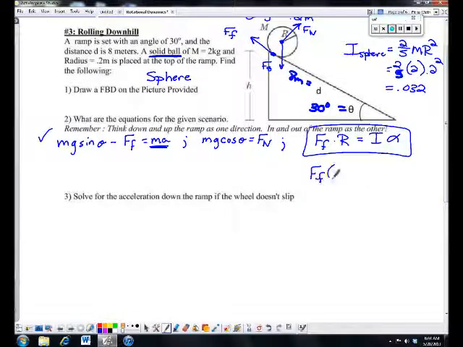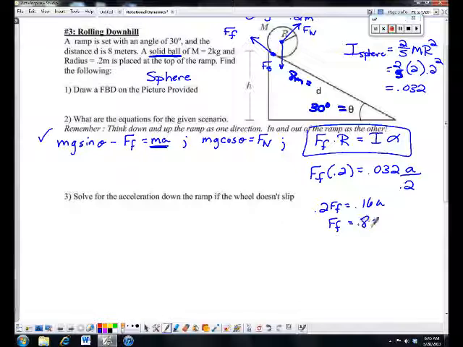So force of friction times 0.2 equals 0.032 times, now watch what I can do, A over R. I don't even need to use the equation over there. What's my R? My R is 0.2, and I can solve for A and the force of friction. So 0.2 times the force of friction equals 0.032 divided by 0.2 times A, so I got 0.16A. Now I'm going to solve for the force of friction, because I'd like to eventually solve for A. So I'm going to say 0.16 divided by 0.2, and I've got 0.8A.